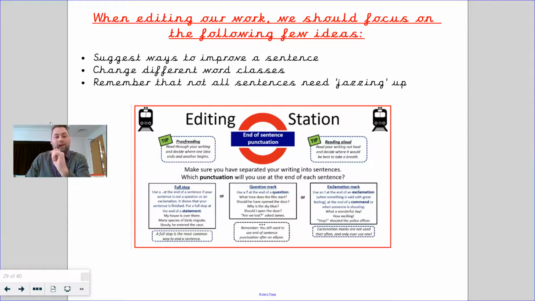We also think about word classes. Have we chosen the right words with the right tenses? Could we choose a different word to make it a little bit more exciting? And just remember, you don't have to improve absolutely everything. Some things will be absolutely fine.